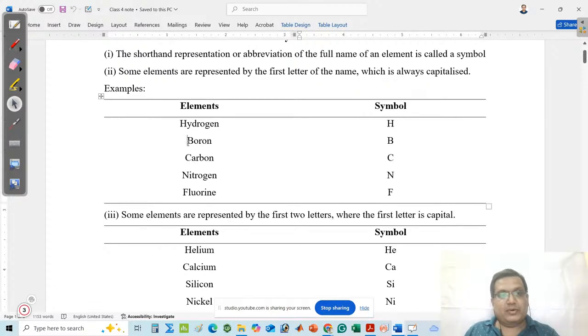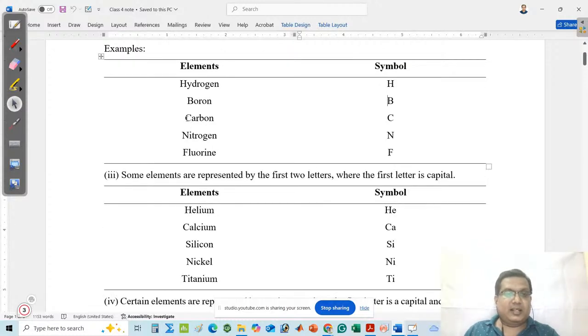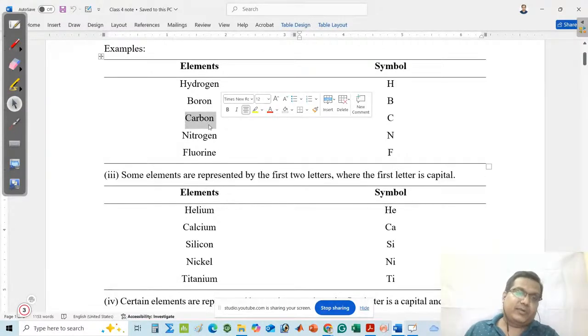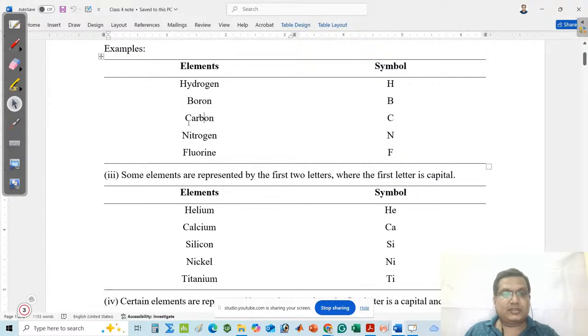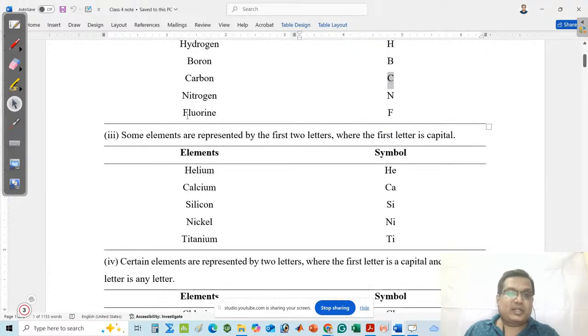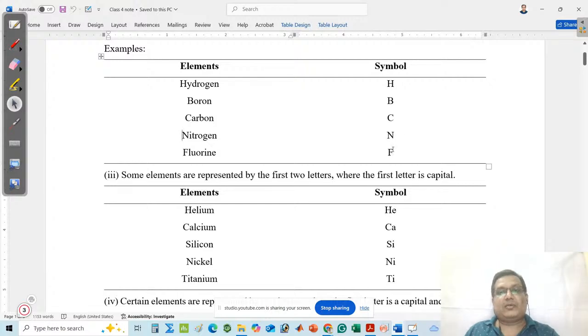Similarly, another example is boron. The first letter is B. The symbol is B. Similarly, here the name of the carbon element is given, that is CARBON. The first letter is C, so the symbol is C. Like that, you can think about the nitrogen element, fluorine element, all written in their short form. That is the shortened representation, and these elements are written using the first letter. That means the symbol is made by using the first letter of the name of the element.